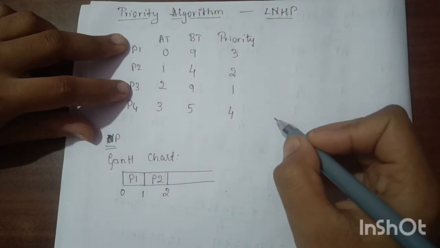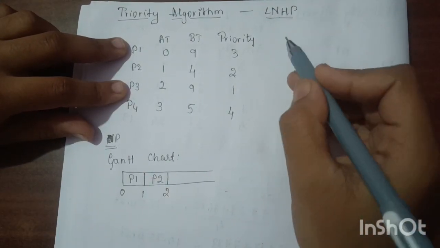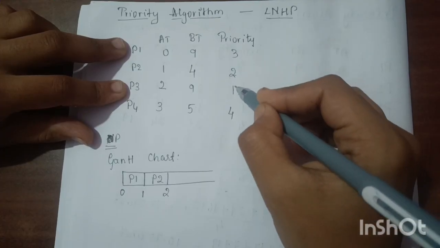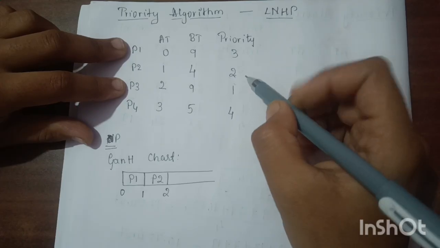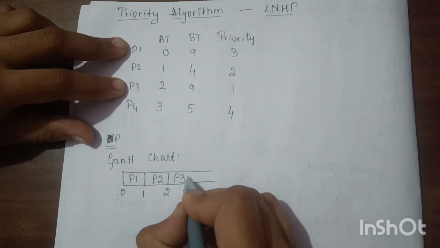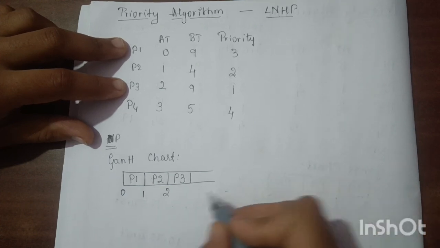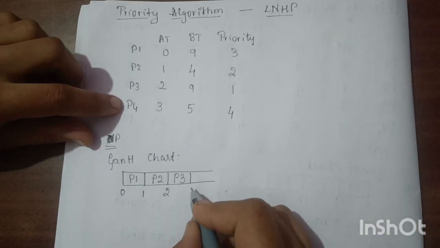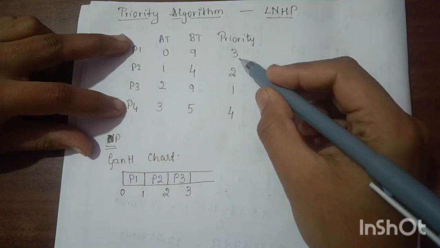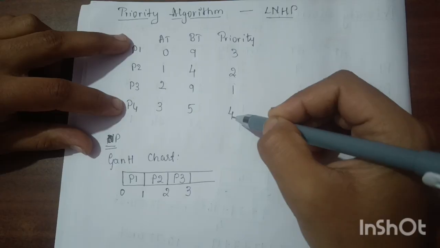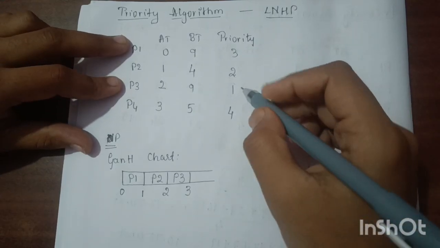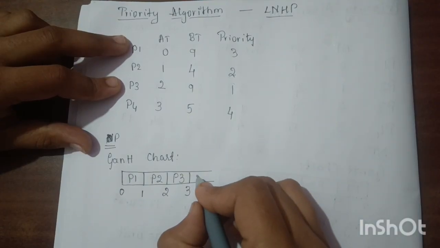Now at 2 seconds we have P1, P2, P3 in our ready queue. Among these three, who has the highest priority? Less number, higher priority, so process P3 has the highest priority among these three. So I will be taking process P3. Now at the third second, process P4 has come. You can check that all the processes have come in the ready queue, and the highest priority is P3 itself. So at 3 again I will be scheduling P3 only.